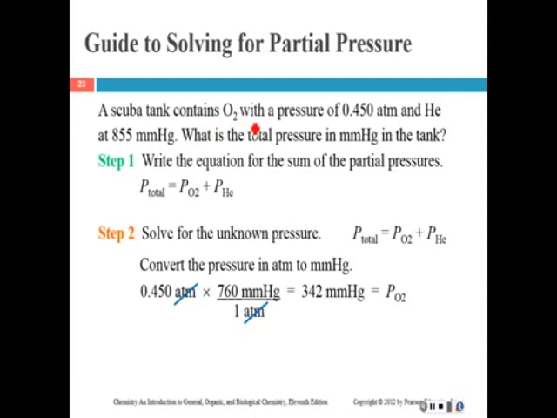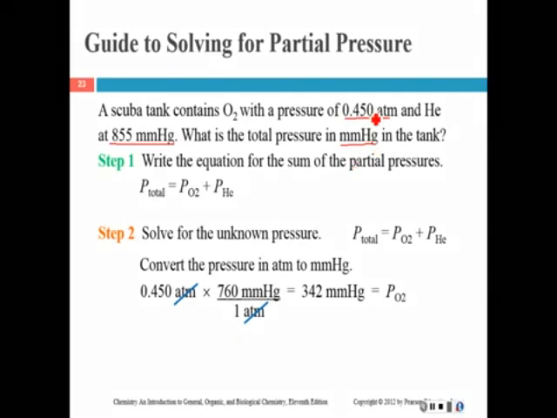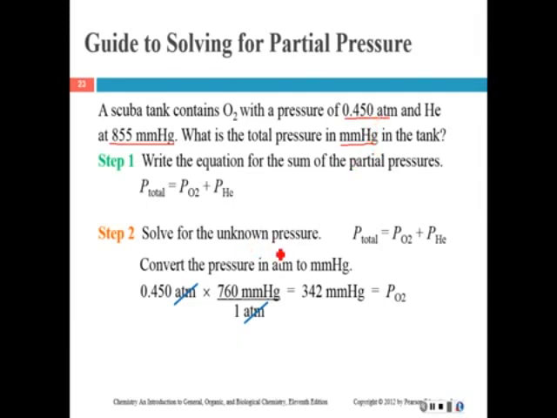So you have a scuba tank that contains oxygen with a pressure of 0.450 atm and helium with this pressure in millimeters of mercury. What's the total pressure in millimeters of mercury? So what are you going to have to do? You have to convert your atmospheres to millimeters. And that's what they're doing right down here.